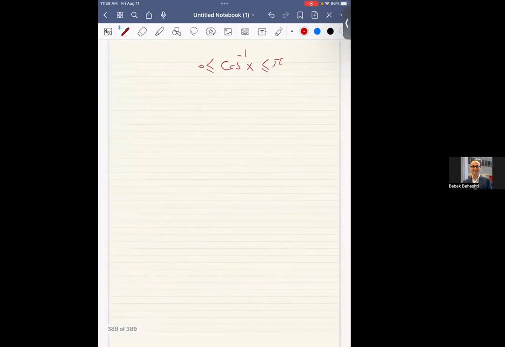I will make a table chart for the inverse function. This is x and this is cosine inverse of x. So you have -1.